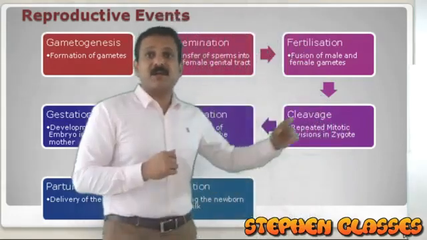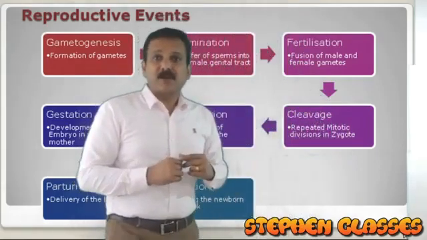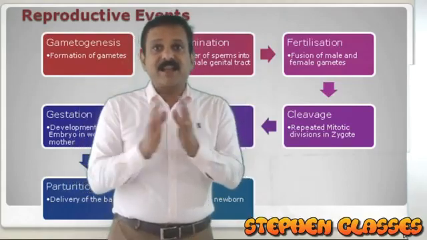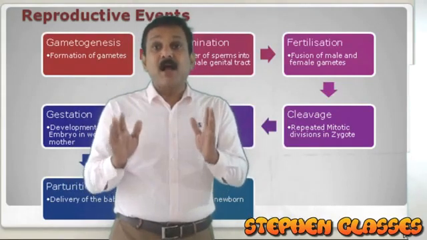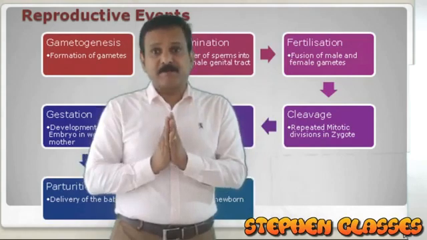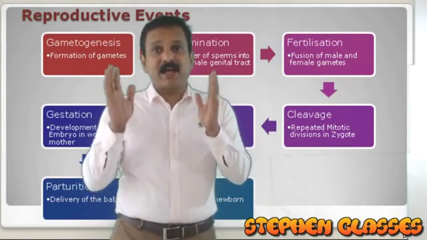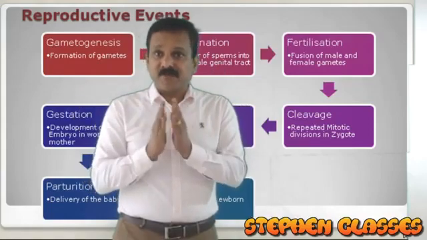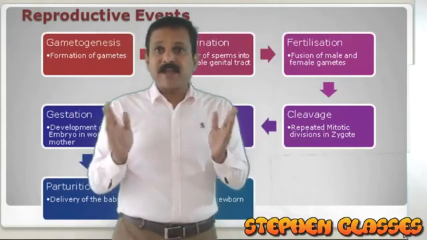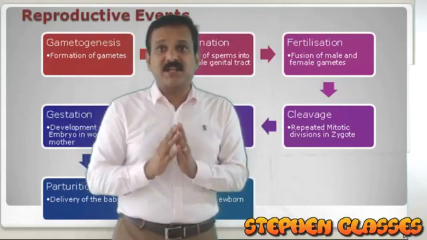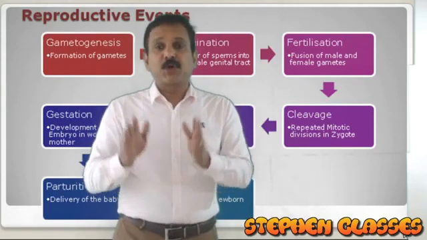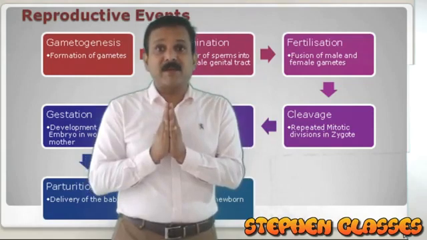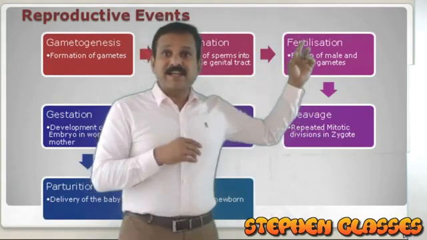So afterwards, what will happen? After insemination, there will be fertilization. What is fertilization? The fusion of the male gamete and female gamete. This will happen in the fallopian tube of the mother. Okay, so this will happen in the female. Already by insemination, the male gamete has reached inside the female. So inside the female, there will be fusion of the male gamete and female gamete, and that is called fertilization.